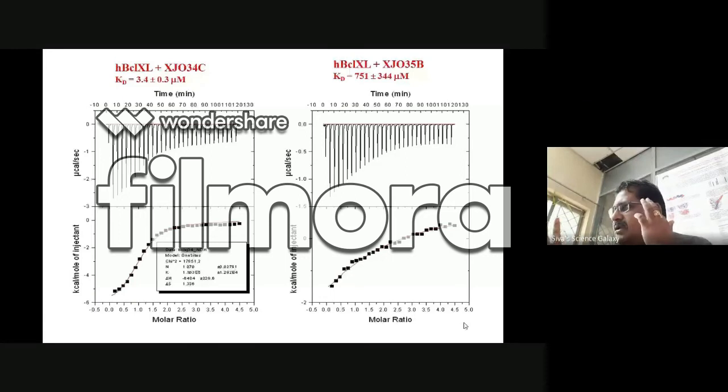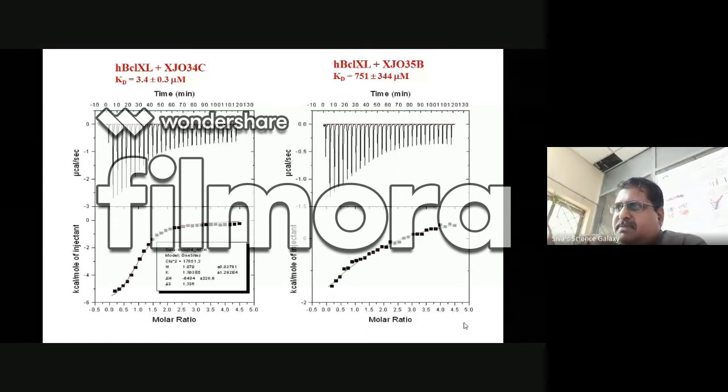Now look at 35, BCLXL and 35, the same experiment. I need not explain again. What is the binding constant? 750 micromolar. When the binding constant is 500 or above, generally we say it's non-specific. Any molecule you take and add to the protein shows some kind of binding.